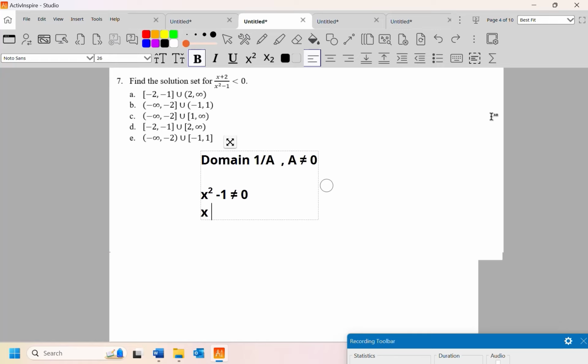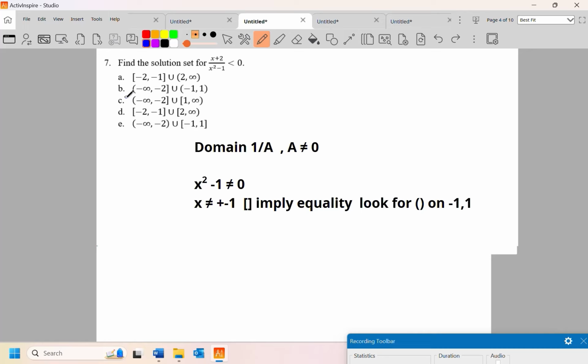It's not 0. Now I know that means x cannot be plus or minus 1. So remember, brackets imply equality. So look for parentheses on -1 and 1. Now that makes this a one option question. That forces it to be choice B.